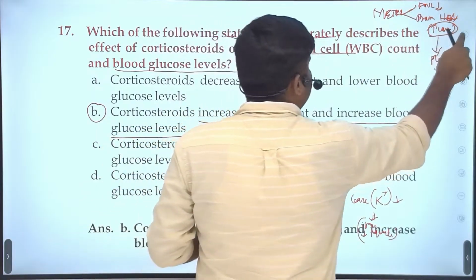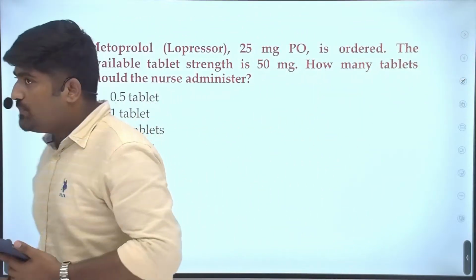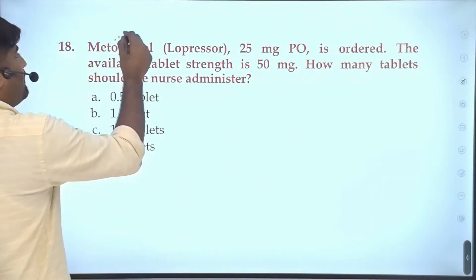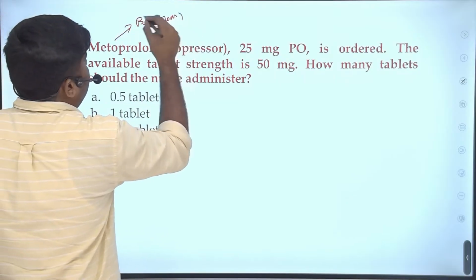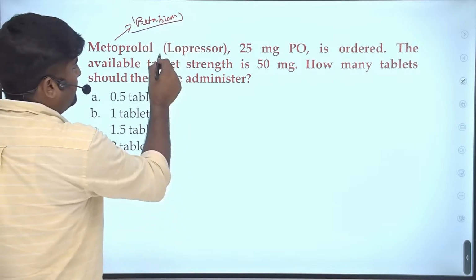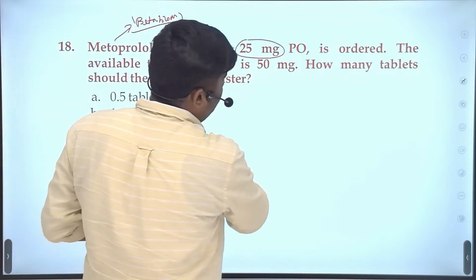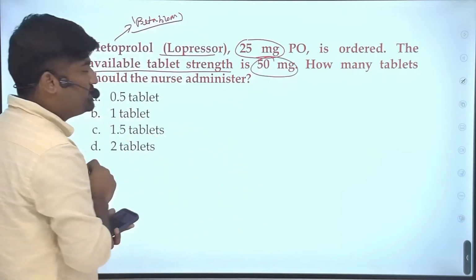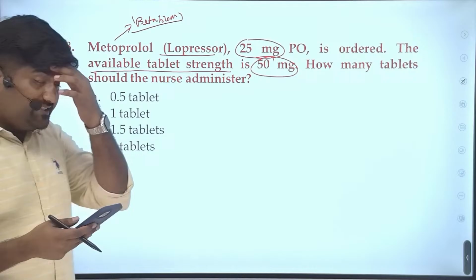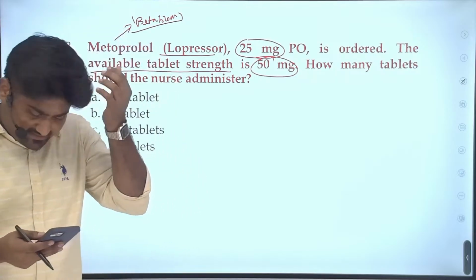Corticosteroids we have discussed. This is the important point. Metoprolol. What is metoprolol? It is a beta blocker. Metoprolol 25 mg per oral is ordered, and the available dose strength is 50 mg. How many tablets will you administer? It is an easy question.